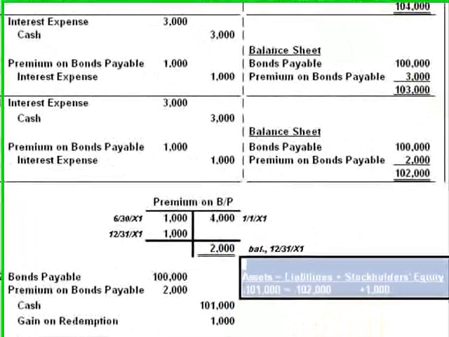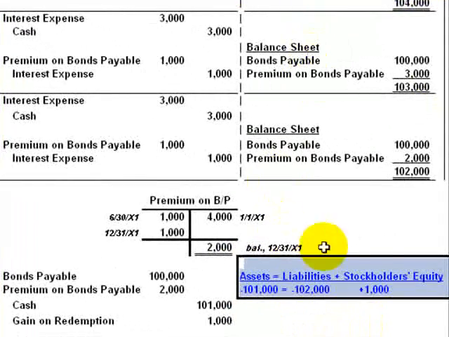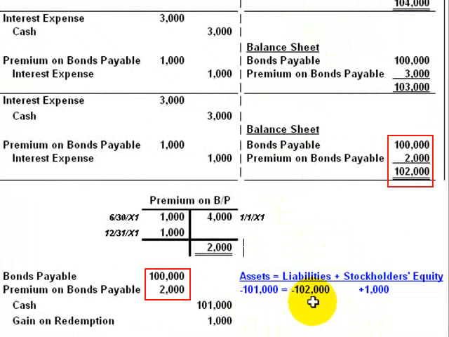If we analyze this transaction, then we can see that we're taking $102,000 of liabilities off the balance sheet. We're reducing cash by $101,000, and to make our entry balance, we need to increase stockholders' equity. Only two things increase stockholders' equity, and that would be contributions by the stockholders to the corporation or revenues. What we're doing then is recording a revenue, a $1,000 gain on the redemption of the bonds.